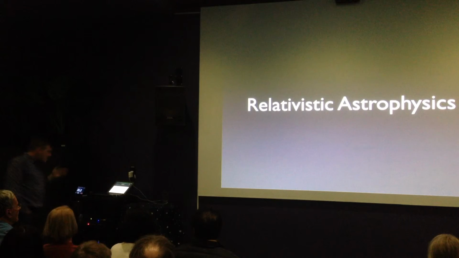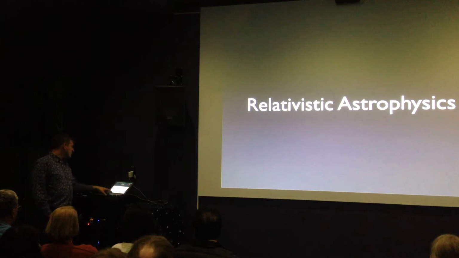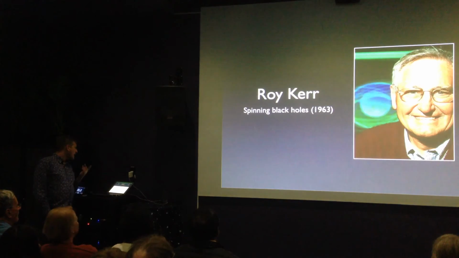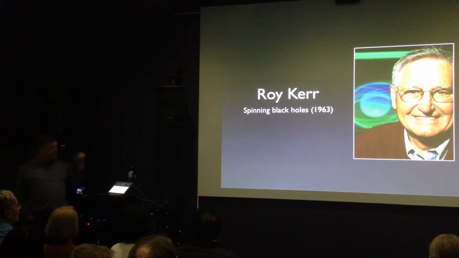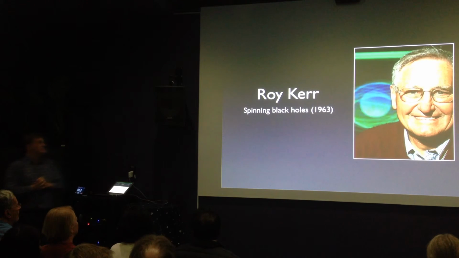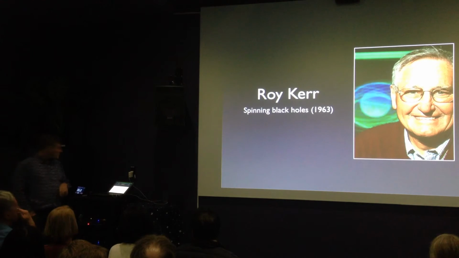And so just as an aside, one of the people who was in Texas at the time was New Zealander Roy Kerr, who wrote down the more general form of a black hole, the same problem that Schwarzschild solved, but for the case where the object that created it had some spin around its axis. And so he wrote down the solution to the Einstein equations that describes the spinning black hole in 1963. He was working in Texas.